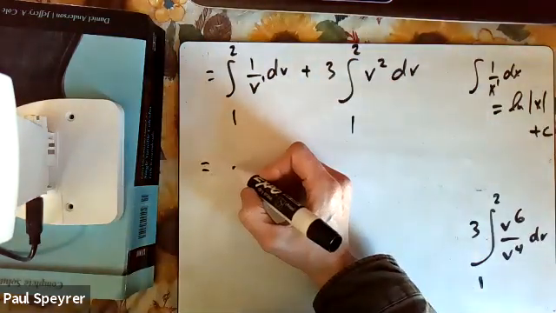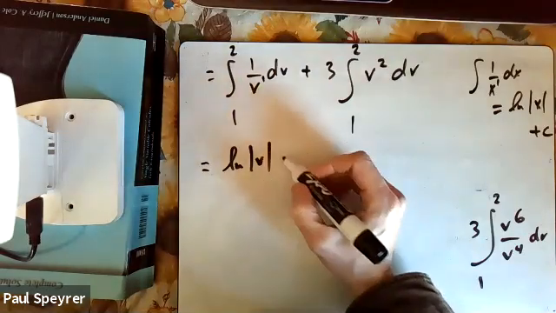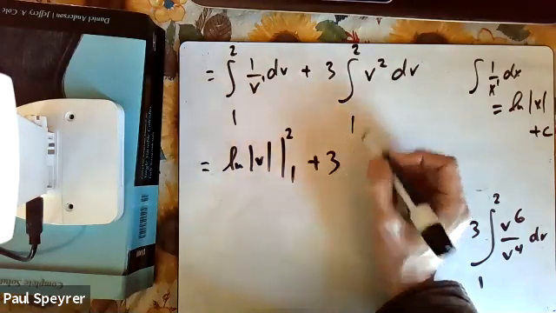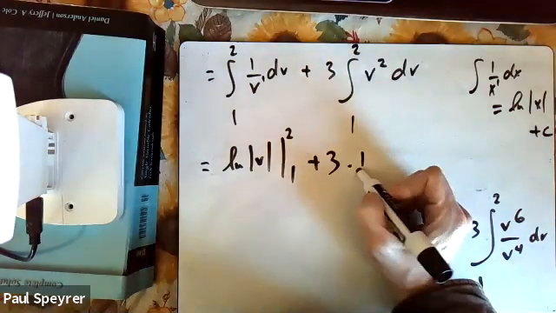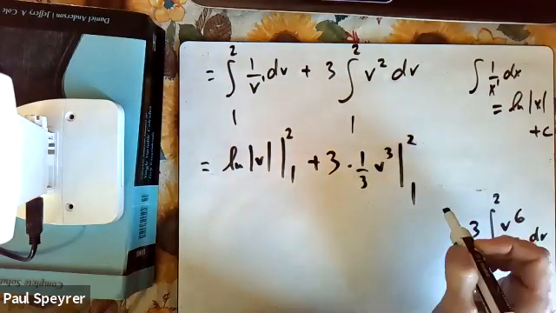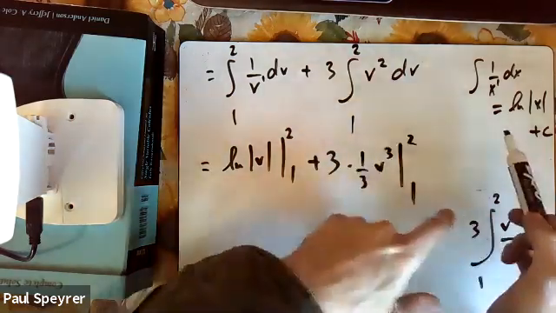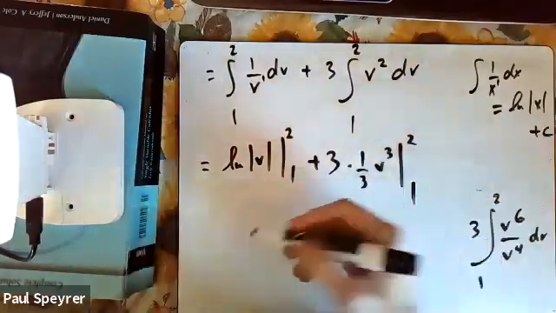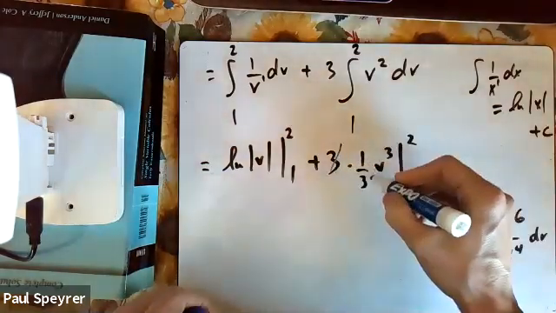So with this one, it's going to be the natural log of the absolute value of v evaluated from 2 to 1, plus 3. And then what's the antiderivative of v squared? That's 1/3 v cubed evaluated from 2 to 1. Now, if we wanted, we could have just put this evaluation thing at the very end and do both together, right? Because they are the same limits, okay? So we can see that these reduce out, right?